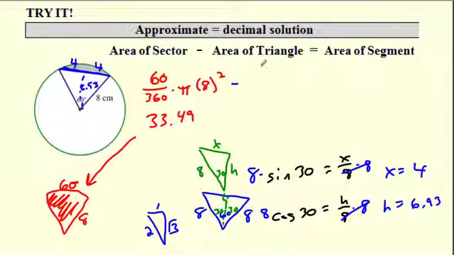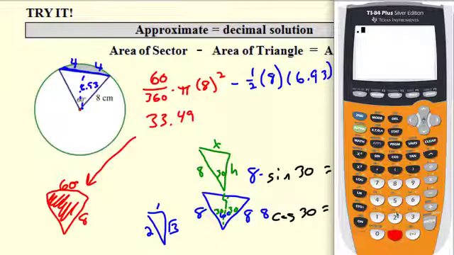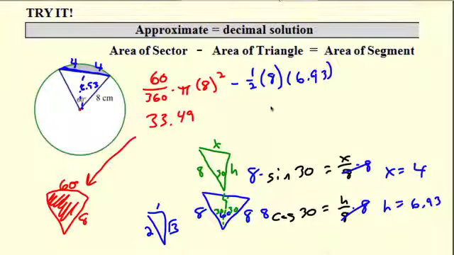So the base was 8. 4 and 4 is 8. The height was 6.93. And when you're doing this, if you notice, what is half of 8? Well, you're back to 4. So really, I could have just used this triangle here. However you come up with it is cool. There are some little shortcuts in there. So I'm going to say 1/2, or 0.5, times 8, times 6.93. Hit enter. And I get 27.72.